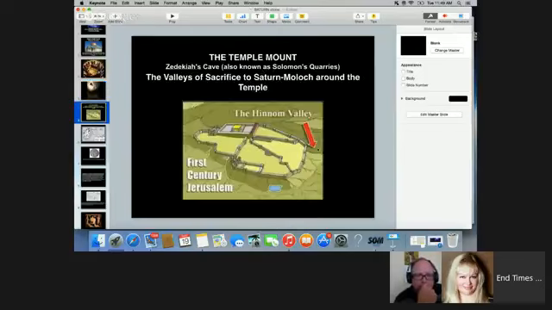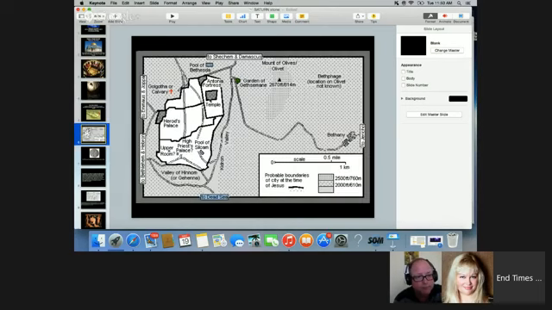So this is the Temple of the Mount. This is Hinnom Valley, which is also Gehenna. Jesus talked about Gehenna 11 times in the Bible, but this word is translated as hell. So this is literally hell, and I take Jesus' words literally. The valley of sacrifice to Saturn, Moloch, was around this temple, and then Golgotha is around here. This is the Temple of the Mount, this is the Valley of Hinnom, and this is Kidron.